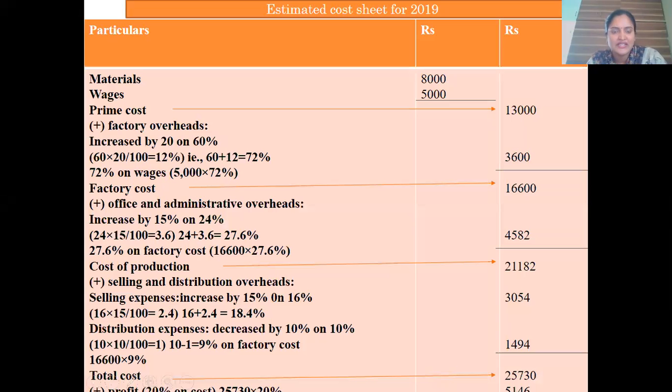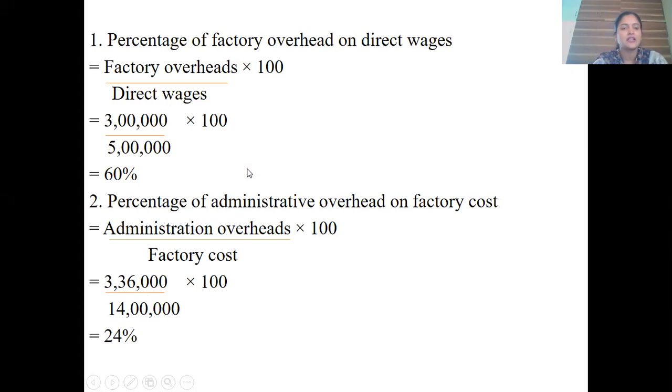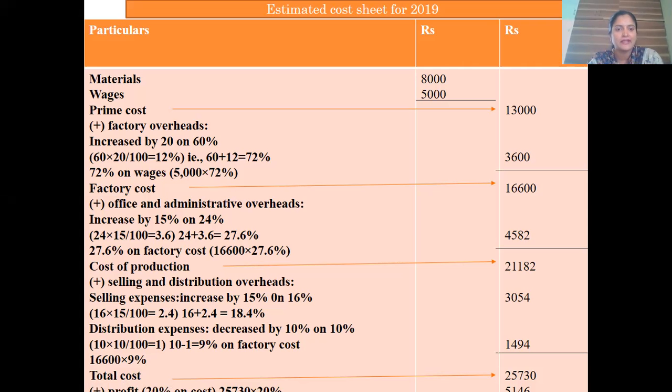See, factory overheads have gone up by 20%. Already we have calculated the percentage. How much did we calculate? 60%. See here, the percentage of factory overheads on direct wages is 60%. But in the problem, how much has to be increased? 20% should be increased on 60%. So 60 into 20 divided by 100, you are going to get 12%. That is 60% plus 12%.